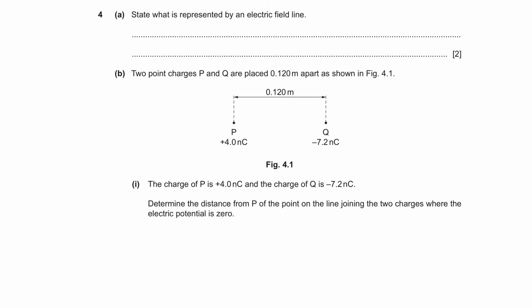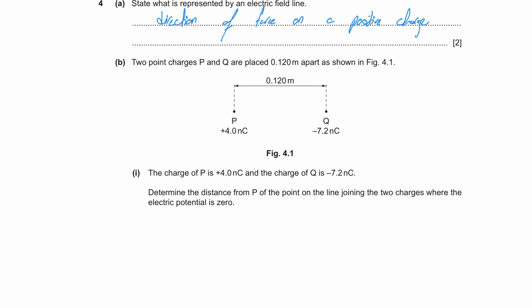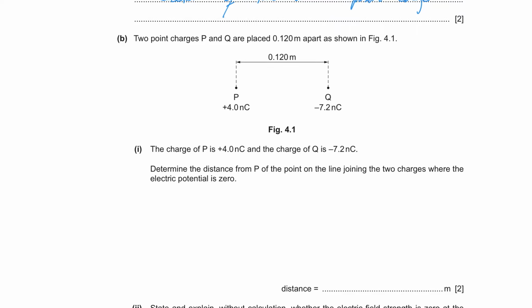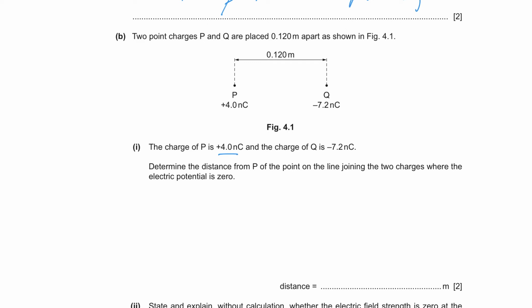Question 4 says, state what is represented by an electric field line. It is the direction of force on a positive charge in an electric field. Part B says two point charges P and Q are placed 0.12 meters apart as shown in figure 4.1. The charge of P is plus 4 nanocoulombs and the charge of Q is minus 7.2 nanocoulombs.